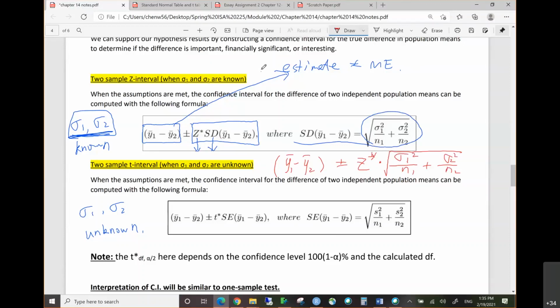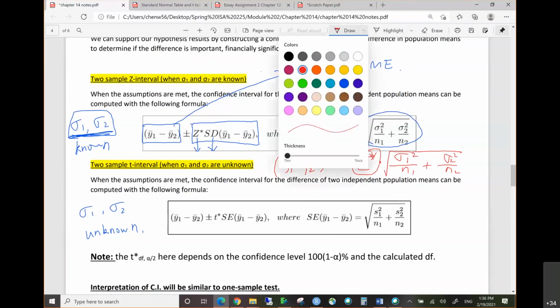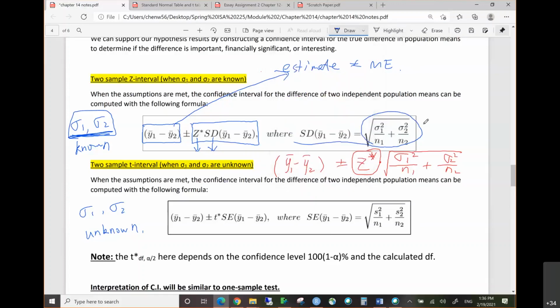Right, so remember this z star is called the critical value. It's totally different from the z-test statistic. We'll talk about the difference later today. Don't get confused. We use the z-star for the confidence interval. We use the z-test statistic for the hypothesis test, right? So for the z-star, how can you find the z-star?